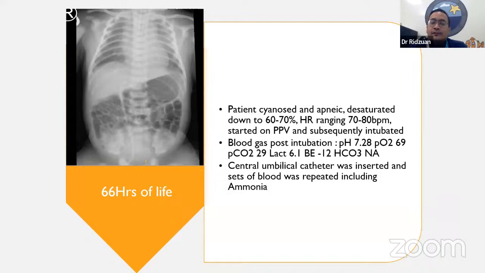At 66 hours of life, the patient was cyanosed, apneic, desaturated and bradycardic as well. After PPV, we subsequently intubated this child. The blood gas post-intubation shows already compensated metabolic acidosis with increasing lactate. A central umbilical catheter was inserted and full sets of bloods were repeated, including serum ammonia level.